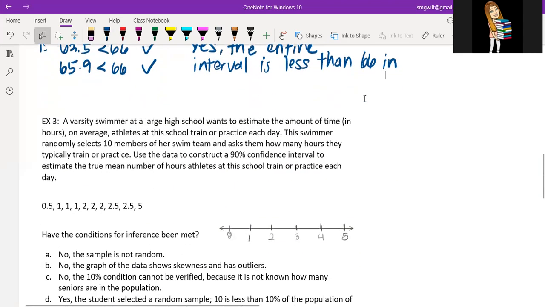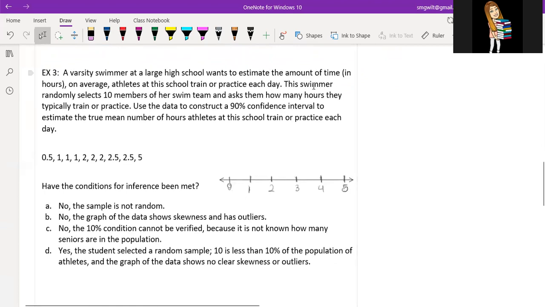The very last thing that we'll talk about is having to do with changing values. But first, let's look at a different example where we're checking conditions a little bit differently. So in this problem, if I'm checking conditions, I'm looking for the word random for random. So I have a varsity swimmer at a large high school who wants to estimate the amount of time in hours on average athletes at school train for practice each day. The swimmer randomly selects, so randomly, 10 members of her swim team and asks them how many hours they typically train or practice. The data is used to construct a confidence interval to estimate the true mean number of hours.